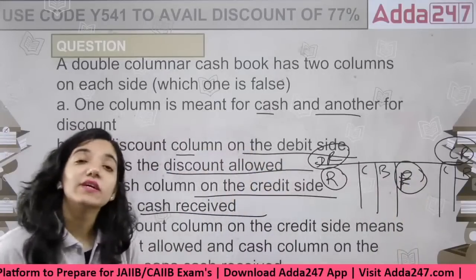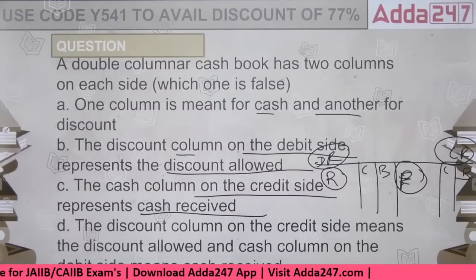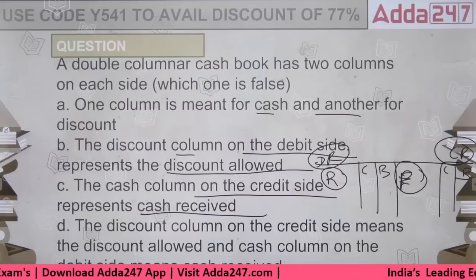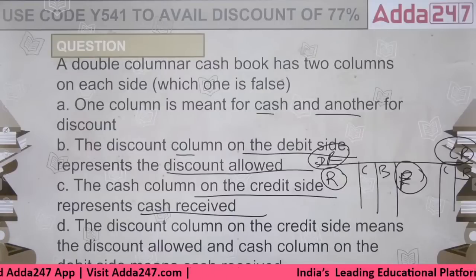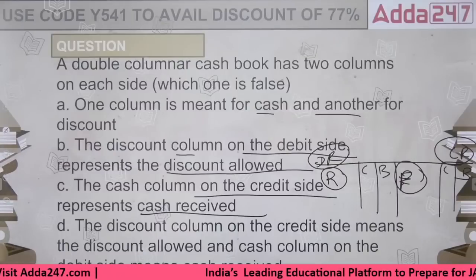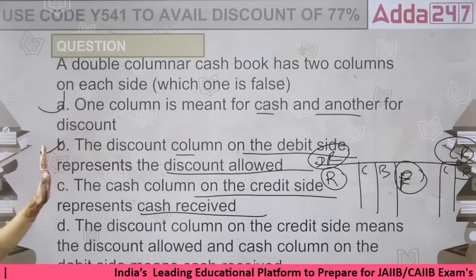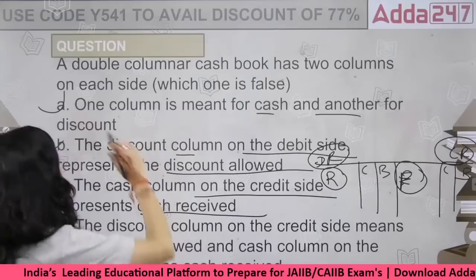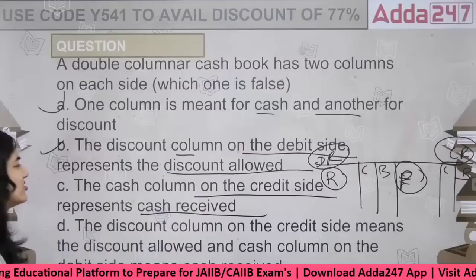In terms of the cash book, the first point says one column means cash and another means the discount. Then we have the discount column of the debit, that is debit side, as the discount allowed. This is also correct. We can have cash and discount. We can have bank and discount, right? We can have bank and discount as well. So first point is correct. There are three elements: cash, bank, and discount. Whatever you want to switch, you switch over.